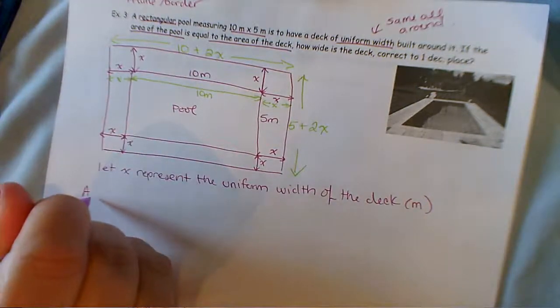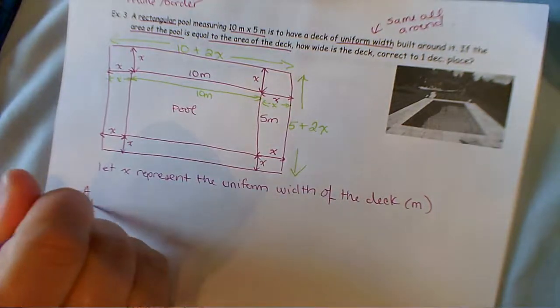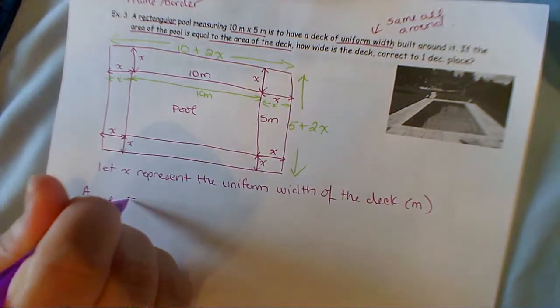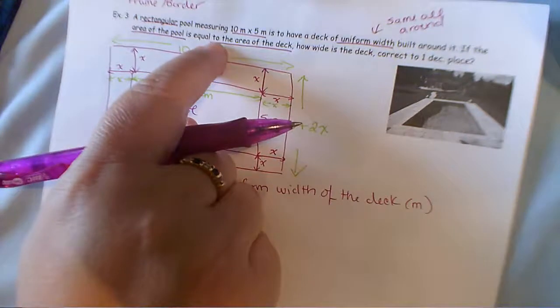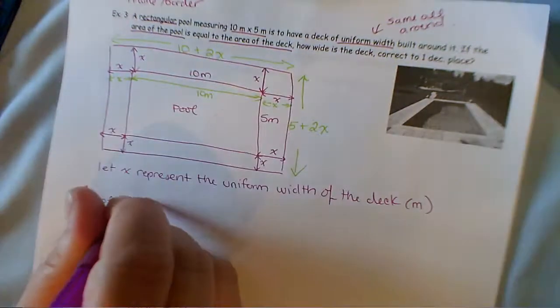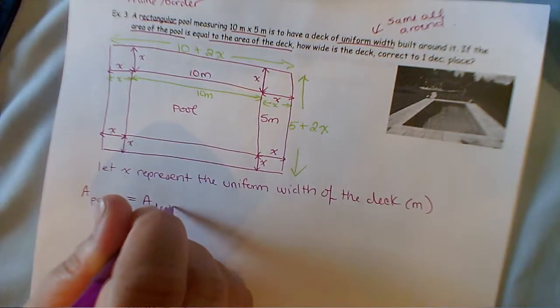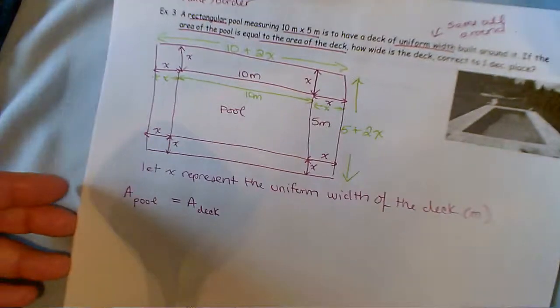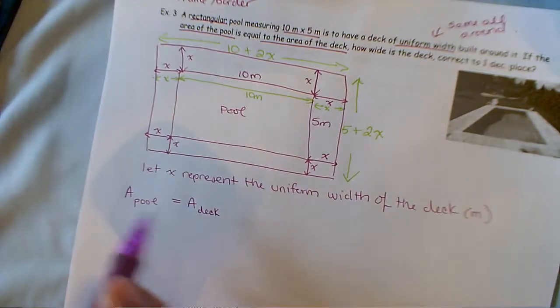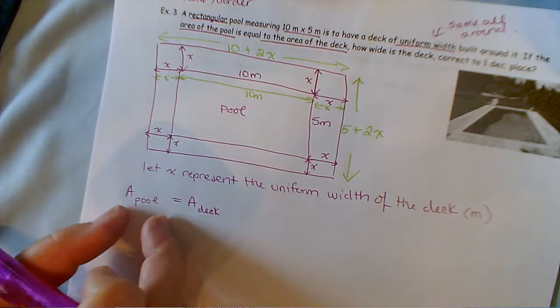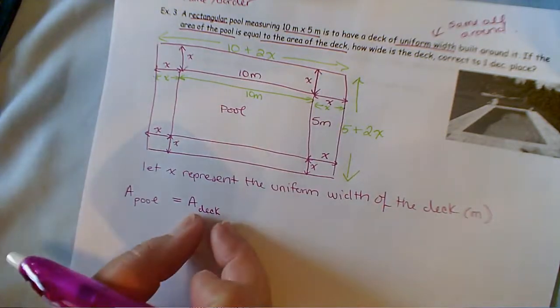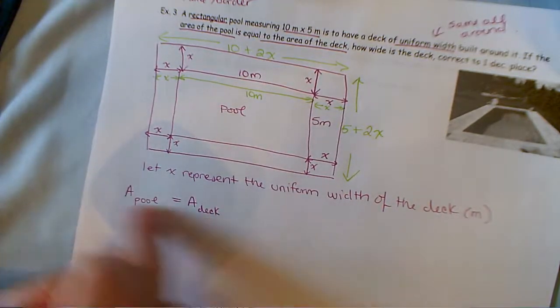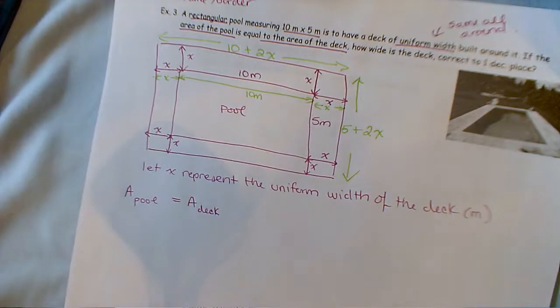Okay, we know that the area, so capital A for area, of the pool is equal to the area of the deck. So capital A, and then I'm just going to write deck. These are called subscripts. They're written below the capital letter there. So this is setting up my equation for me. I just have to fill in what is the area of the pool, and what is the area of the deck, and make them equal to each other.